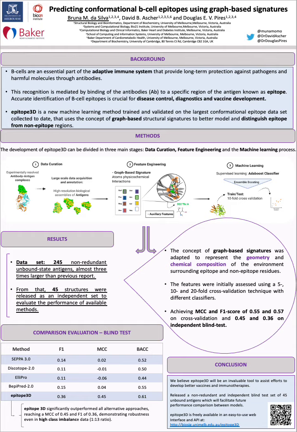And taking the benchmark dataset, the 45, as I said, to compare our model with other well-known B-cell epitope prediction tools like CBTOPE, DiscoTope, ElliPro, and BPredT, our predictor outperformed all of them, reaching an MCC of 0.45, even with a highly imbalanced set here.